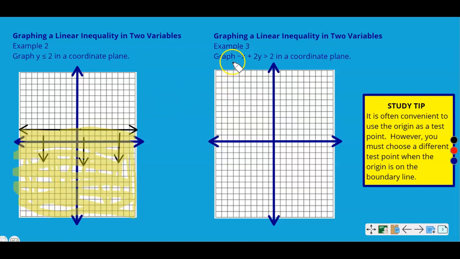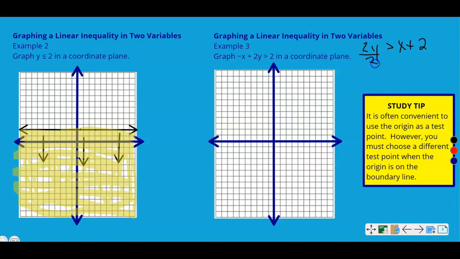Example 3. All right, I want to graph -x + 2y > 2 in the coordinate plane. So this is in standard form. Let's quickly put this in slope-intercept form. It'll make it a little easier. So the first thing I'm going to do is add x to both sides. So I'm going to have 2y > x + 2.